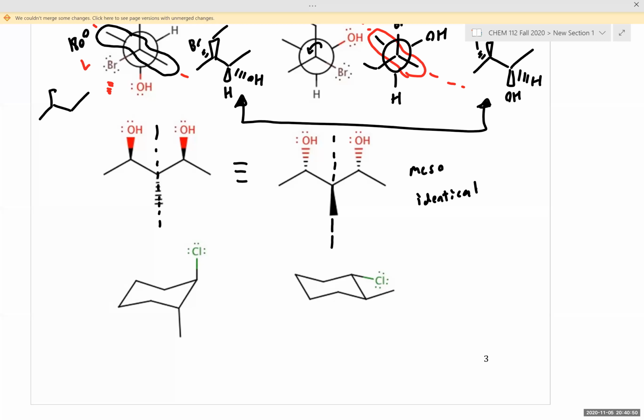Okay, so let's turn on the camera. And, oh, whoops, wrong stereochemistry.